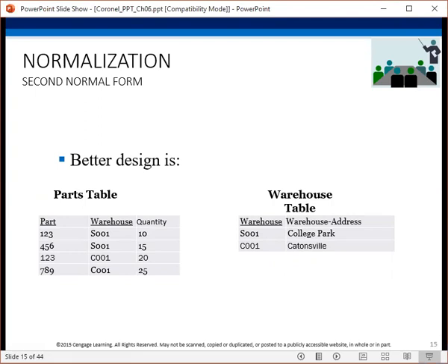However, with the bad design, we would get all the information without the cost of a join. However, we do run into those update anomalies. If we get rid of all the parts in a warehouse, we lose information about the warehouse as well.